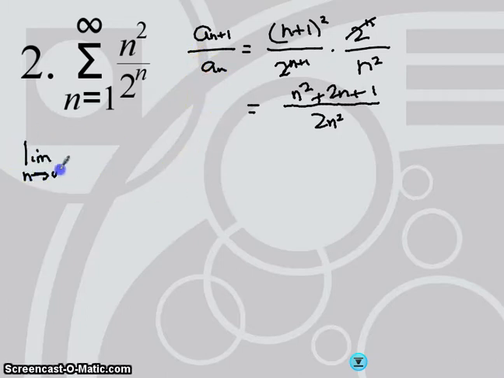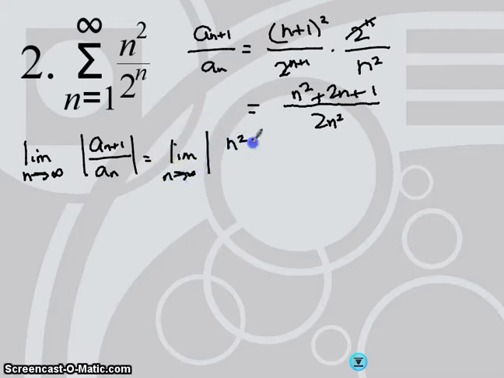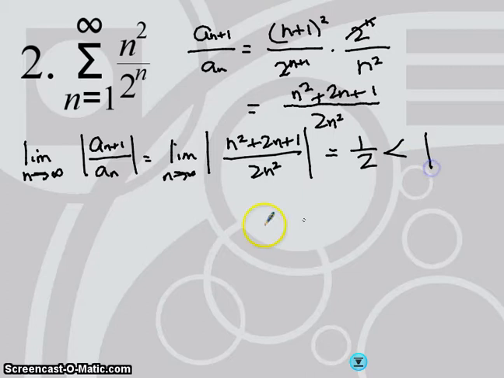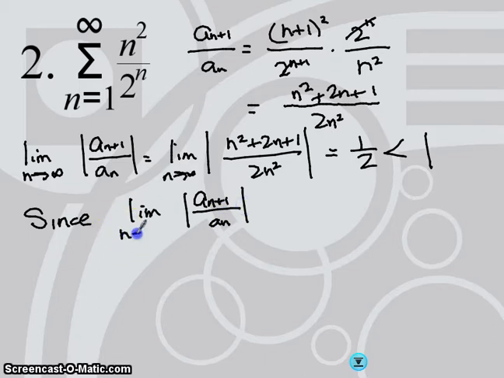As n approaches infinity, of a sub n plus 1 over a sub n, which is equal to the limit of the absolute value. And you should already see, probably by looking at this, that you're going to get a limit that is equal to 1/2. 1/2 is less than 1. So since, and I'm just writing it a different way, you can see I'm actually writing a little bit more explicitly here.